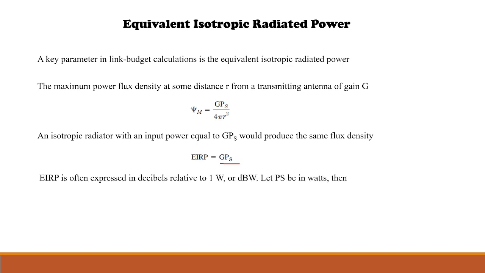Generally, EIRP will be represented in terms of decibels. Therefore, we can write the whole equation as EIRP equals transmitted power plus gain. So power is in watts and gain is in decibels. Therefore, the unit of EIRP is decibel watt.